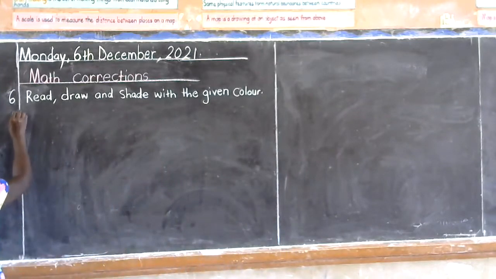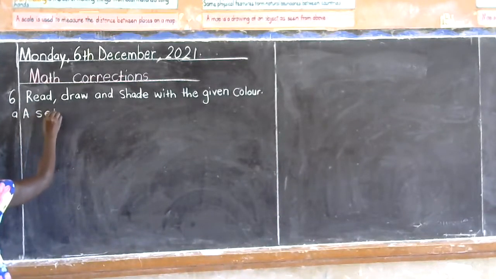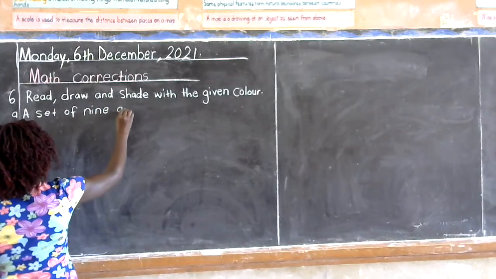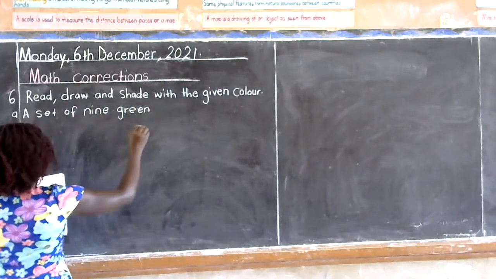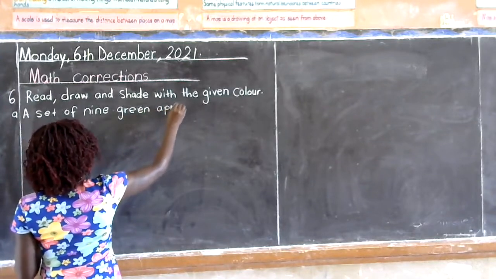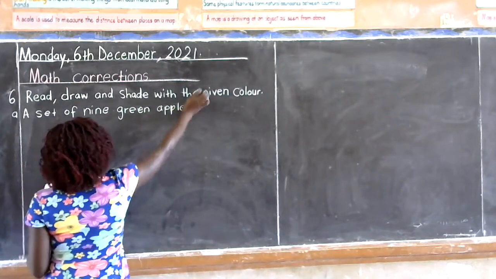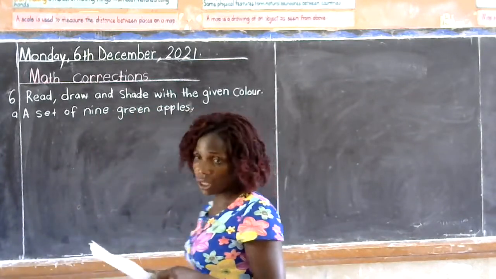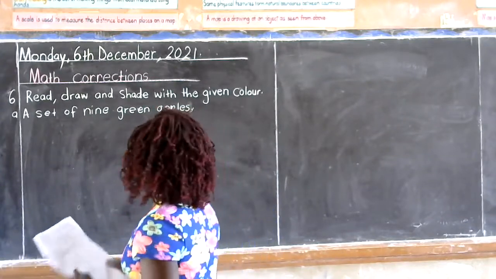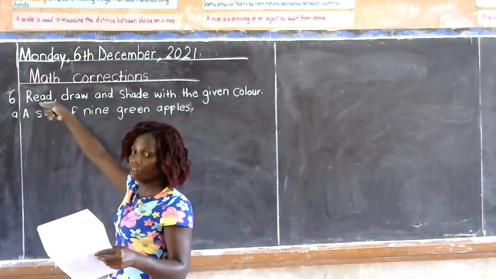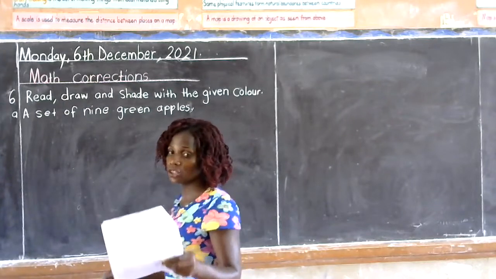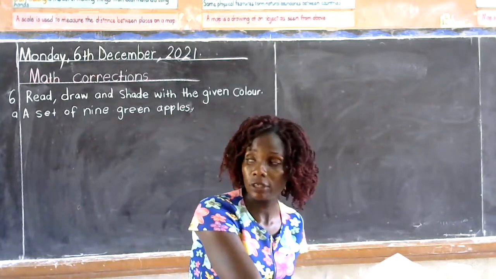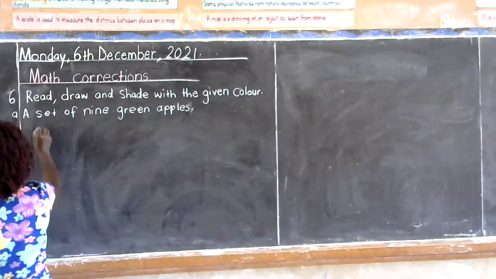We have letter A. It says a set of 9 green apples. Here, friends, some of you did not shade. You just drew the apples, but you did not shade. And this showed us that you did not read according to our instruction saying, read, draw, and shade. And some of you did not get a mark when you did not shade.